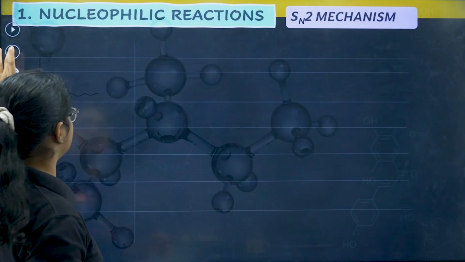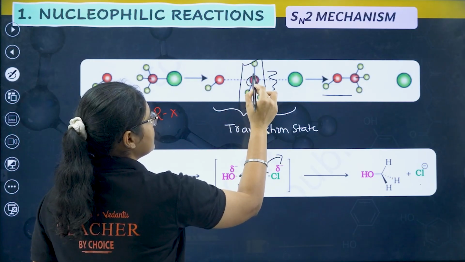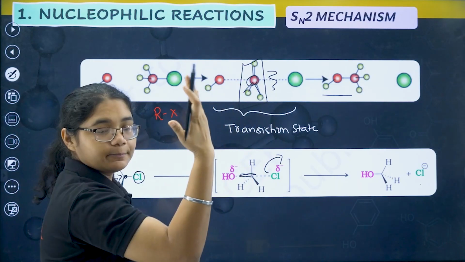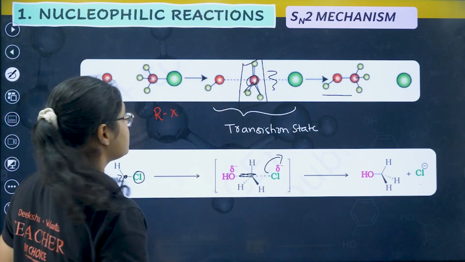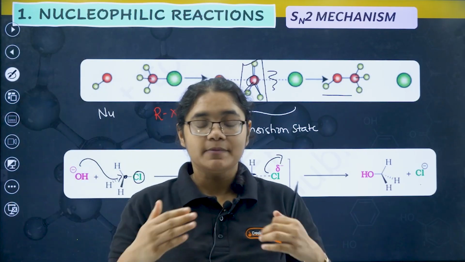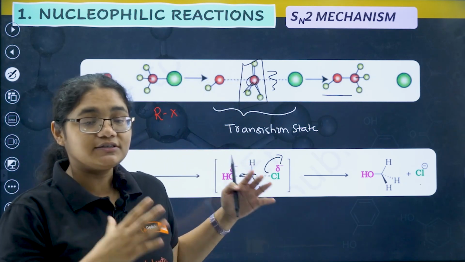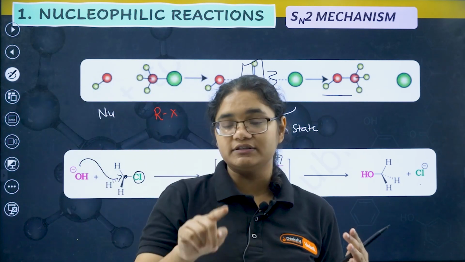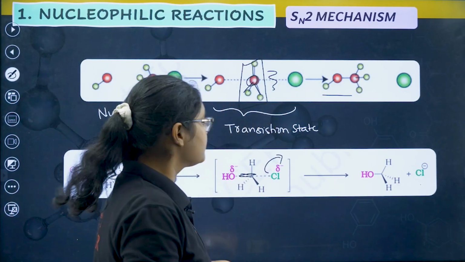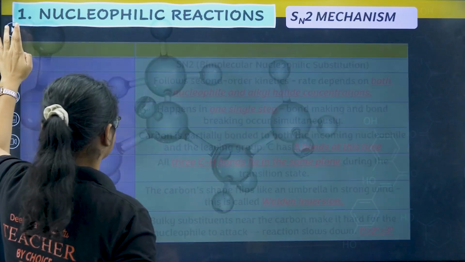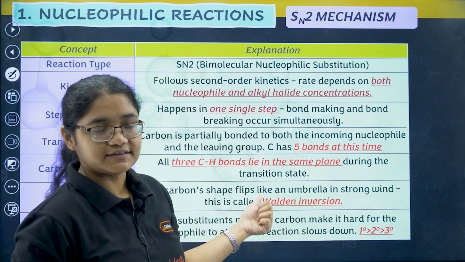If you see this structure in this transition state, the 3 bonds of carbon are in one plane. That is because carbon has a tetrahedral structure, where 2 bonds are in one plane and 2 bonds are in the other plane. But when this transition state is formed, all the 3 bonds are in one plane, and the 4th bond and the 5th bond are in a different plane. All the 3 CH bonds lie in the same plane during the transition state.